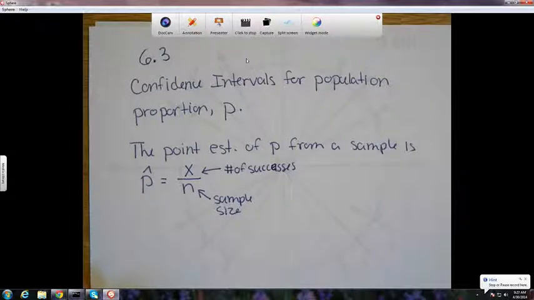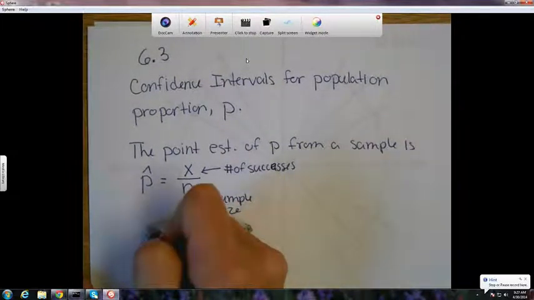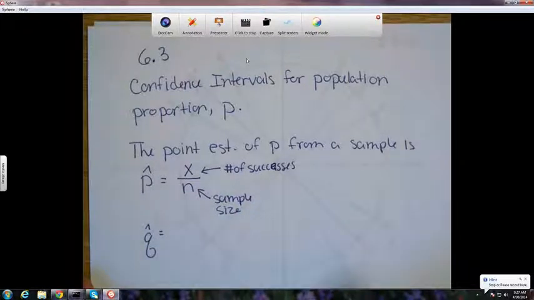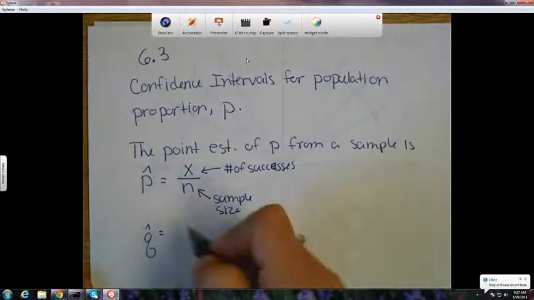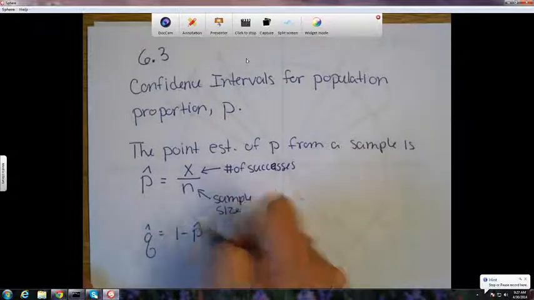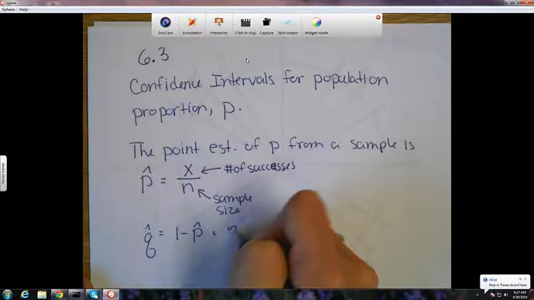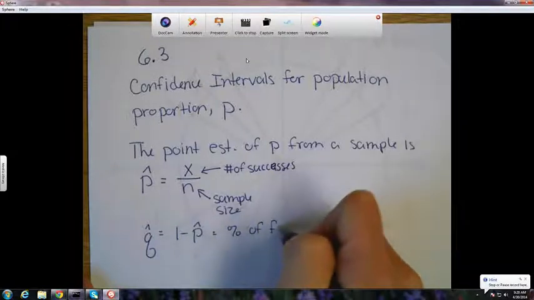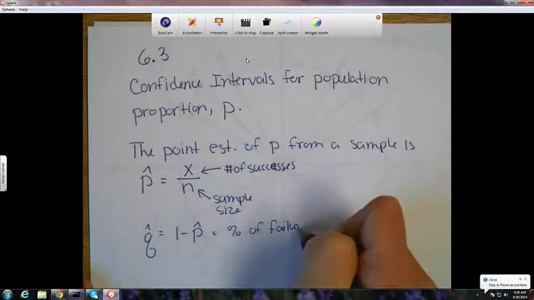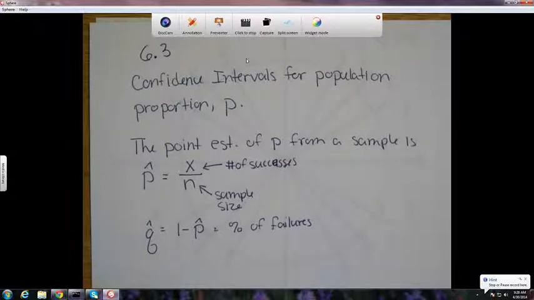What do you think Q hat would be then? The percentage of failures. So it is 1 minus P hat, and it is your percentage of failures. That's the actual term for it. Q hat and P hat. I'm not making that up.